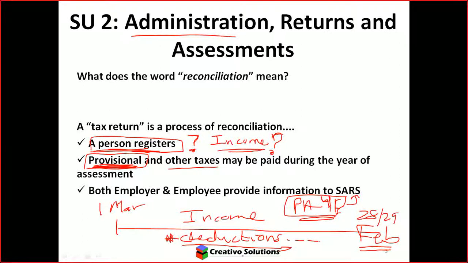And that's administration. That's what we're going to be looking at tonight in terms of this whole idea of admin, returns, and assessments. The admin is the back office work that people need to keep track of in order to declare everything to SARS, so that SARS can run an efficient system whereby they're collecting taxes on behalf of government.